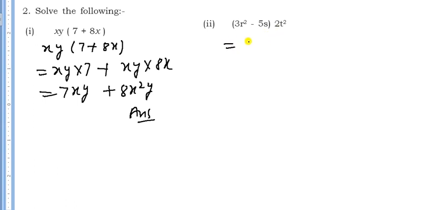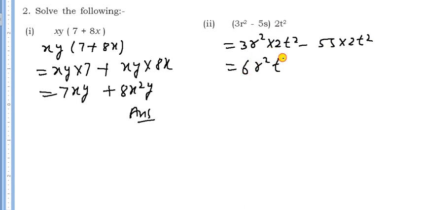Let us see here. It is 2t square. So it is 3r square multiplied to 2t square minus 5s multiplied to 2t square. Let us see. 3 twos are 6, r square t square, minus here 5 twos are 10, s t square. So that one is your answer.